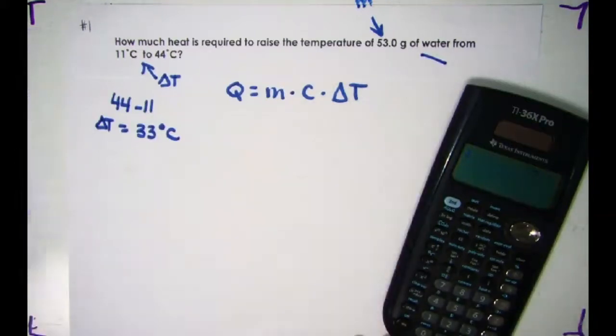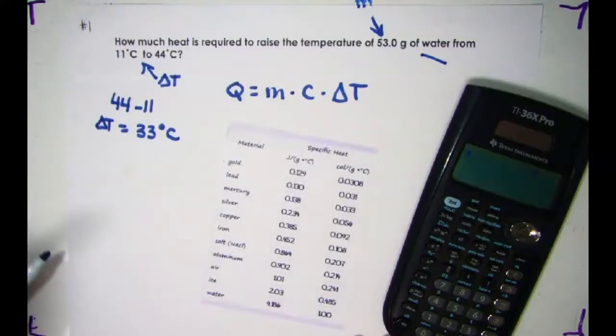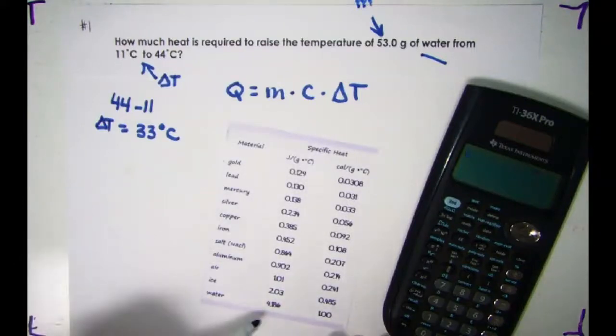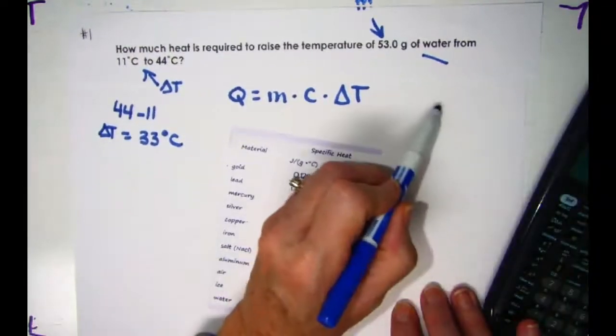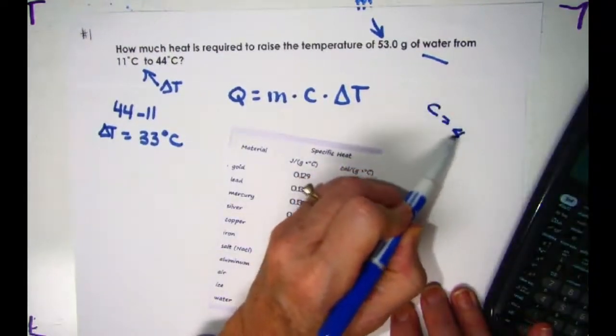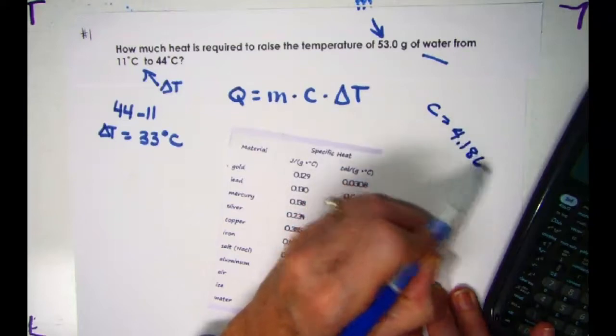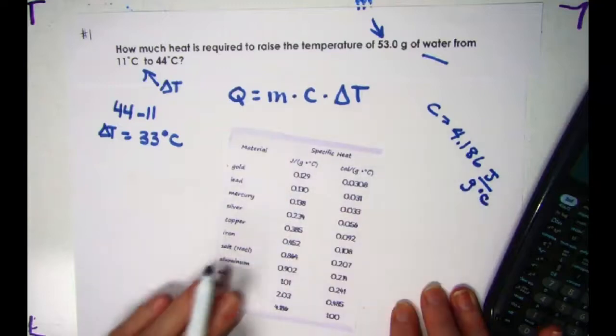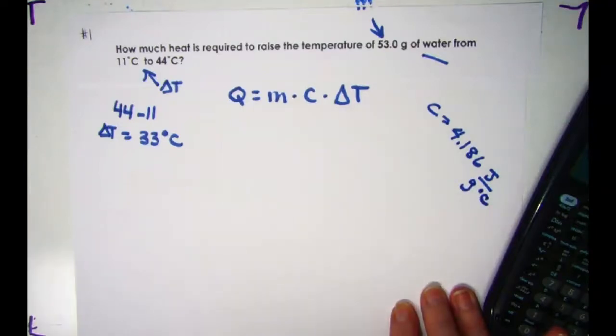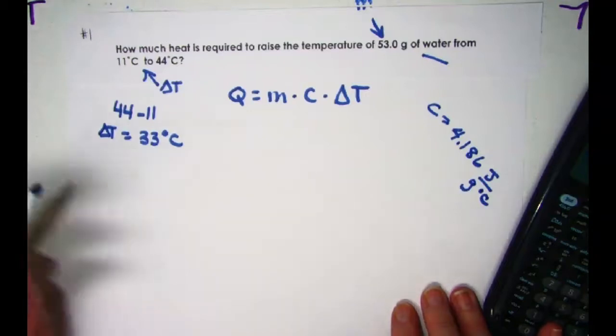And so when we come over here and we look at our specific heat capacity list, and this number will be different depending on who's writing it, it is 4.186 according to this one. So we're going to say that C is equal to 4.186 joules per gram degrees Celsius. And I'm not going to make any of this really pretty just because I want to make sure we can get this figured out. So let's fill this in.